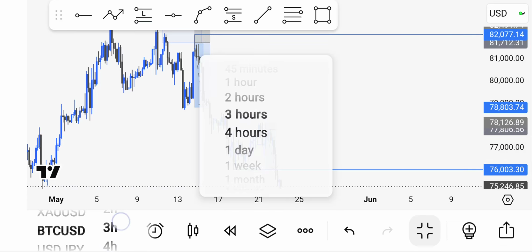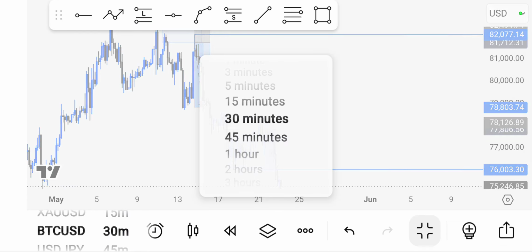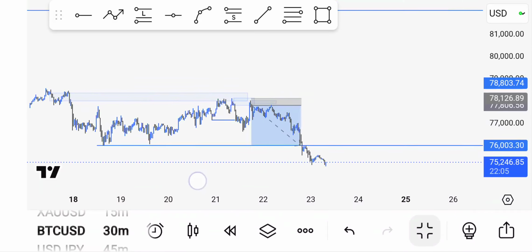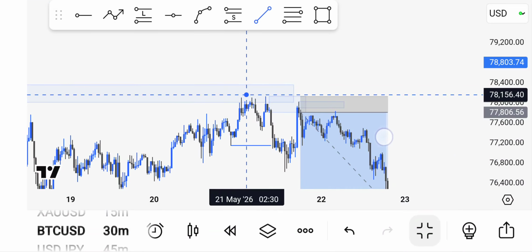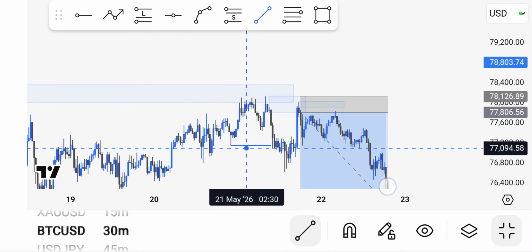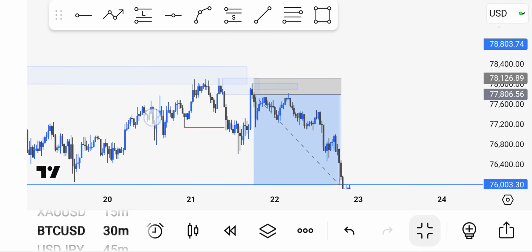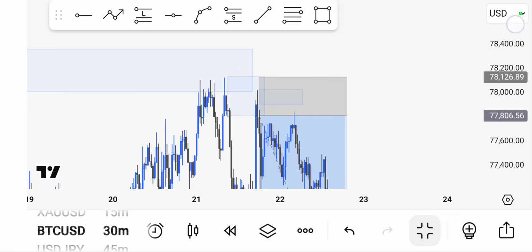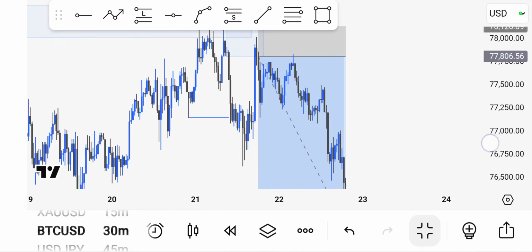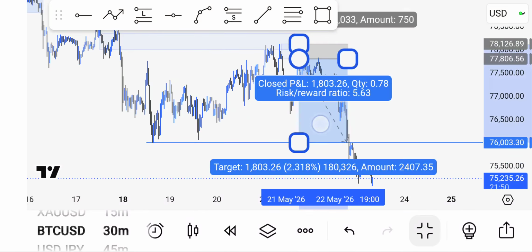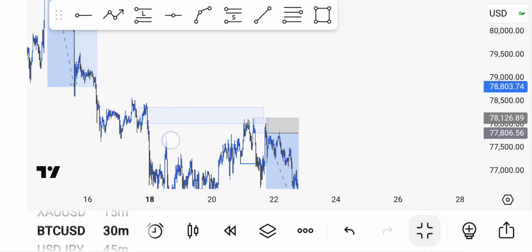Scale down to the lower time frame, which is the 30 minutes time frame. On the 30 minutes, we got the sweep, we got the shift, we got the inducement, then this is the POI. Immediately the market gets to that level, we place our order and ride it down to this level. Hope you guys see what I'm saying.